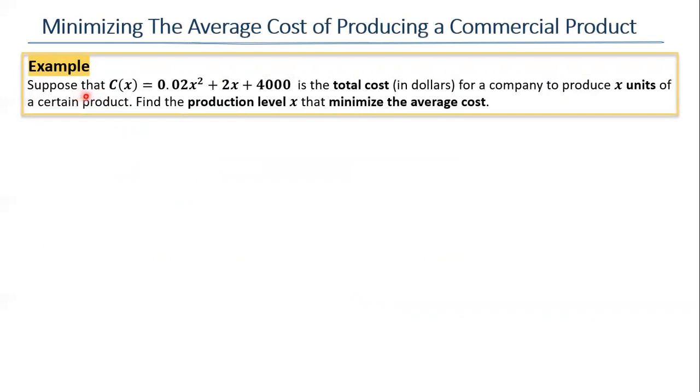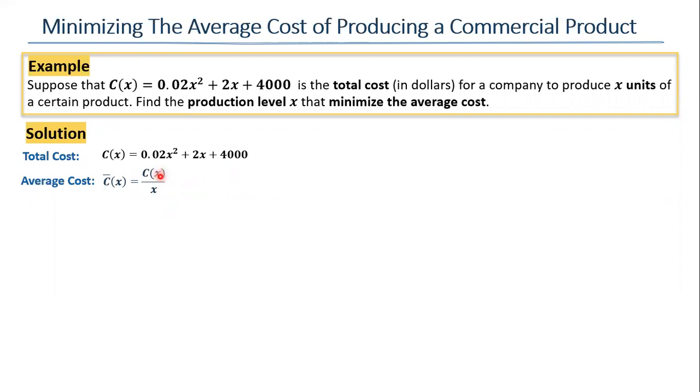For example, suppose that C of x equals 0.02x squared plus 2x plus 4,000 is the total cost in dollars for a company to produce x units of a certain product. Find the production level x that minimizes the average cost. We'll apply our steps. First step, total cost is given. Average cost, C bar, equals C of x over x. So we'll substitute C of x by 0.02x squared plus 2x plus 4,000 over x.